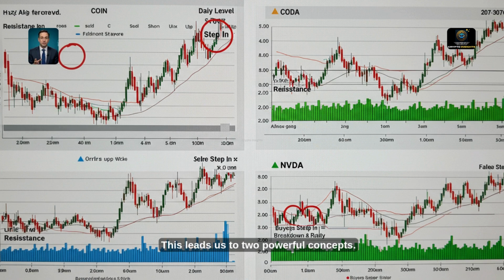This leads us to 2 powerful concepts. False breakouts: when price briefly pierces a resistance level but quickly reverses, trapping bullish traders. False breakdowns: when price breaks below support but swiftly recovers, squeezing out short sellers and launching a rally. Understanding these traps is how you avoid being the one who gets caught.